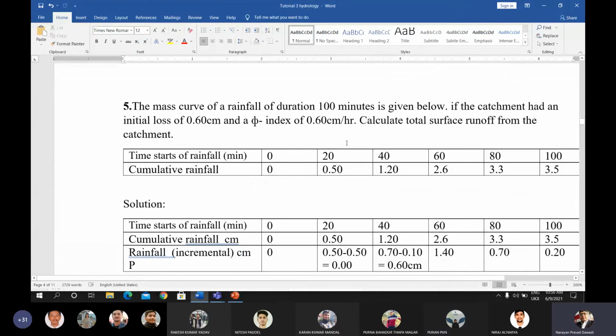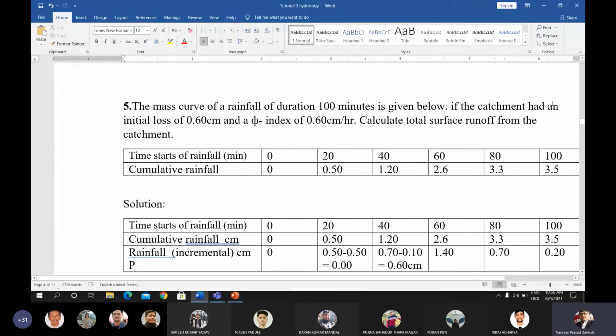Now I will go for question number 5. This is another question. This question is related to the phi index. Phi index is given here.